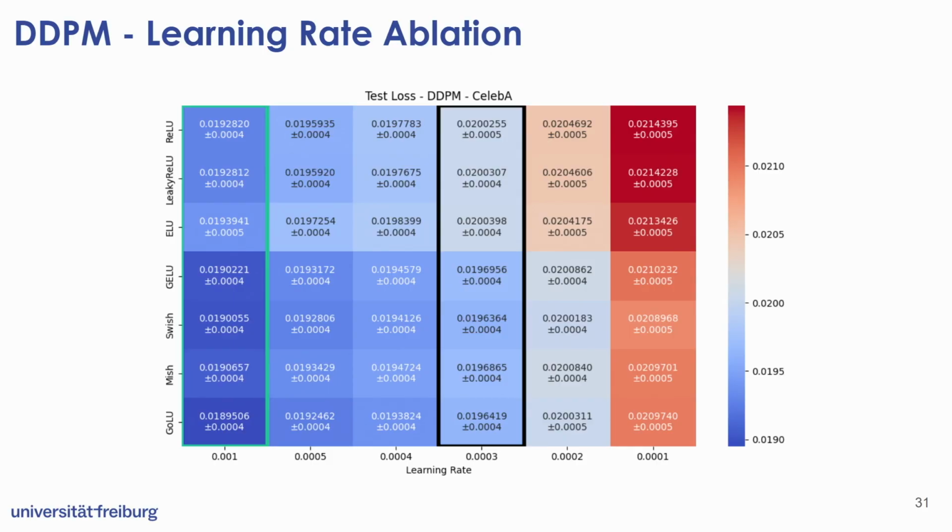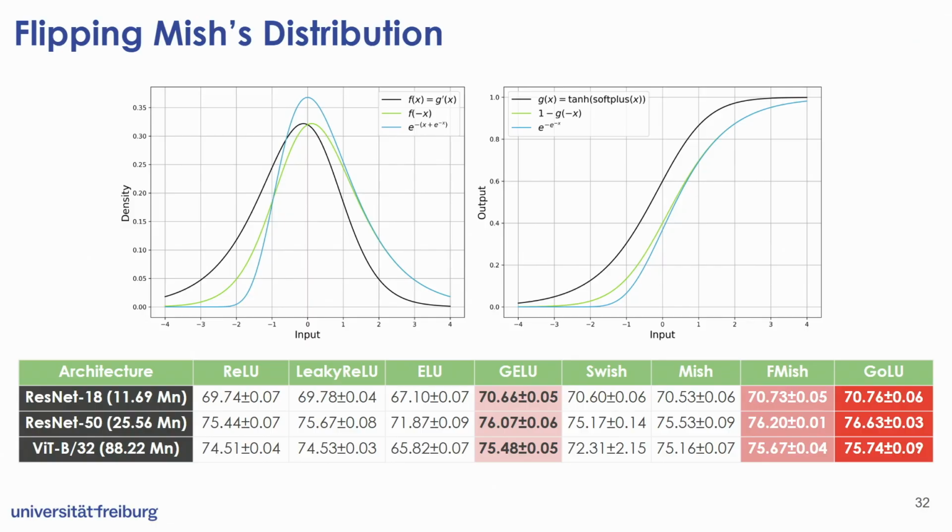So what we did is we simply took the distribution. Here in this plot, you can see this black line, which shows the probability distribution of the underlying Mish activation function. So we did a simple experiment where we flipped this function. We just took f of minus x, and then you can easily flip the function. And then we integrated it further to get the cumulative distribution function.